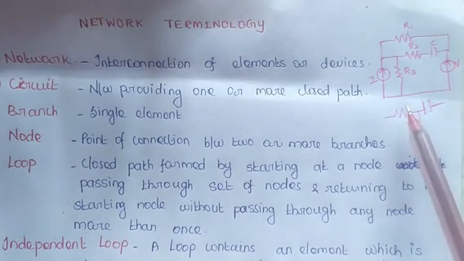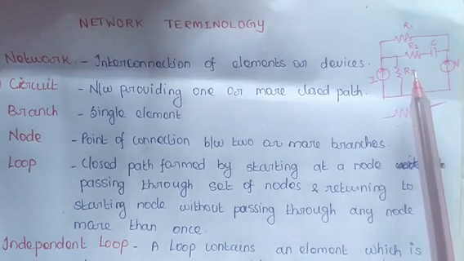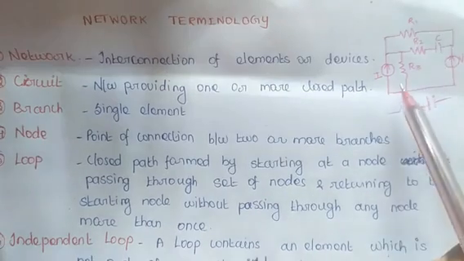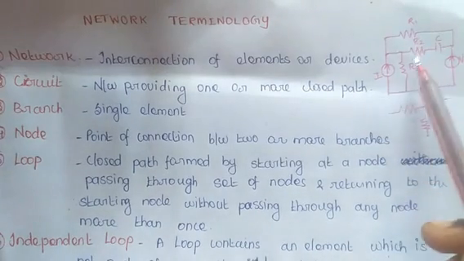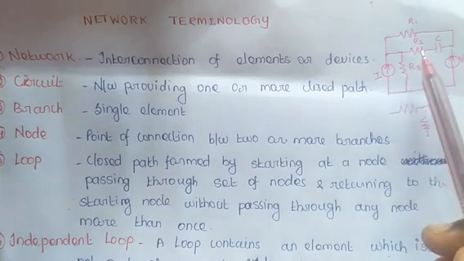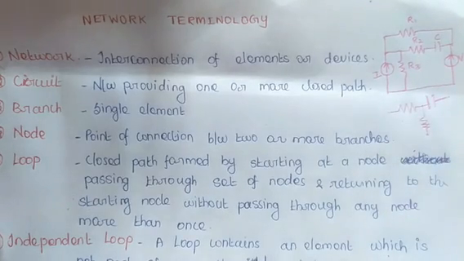Every single element that forms the network is known as branches of the network. In this network, there are 6 elements. So the number of branches in this network is 6.